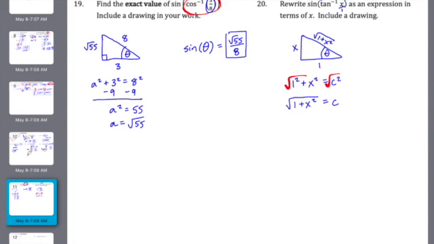All right, so now I have to figure out what is the sine of theta. Well, in this case, the sine of theta is going to equal my opposite, which is x, over my hypotenuse, which is the square root of 1 plus x squared.